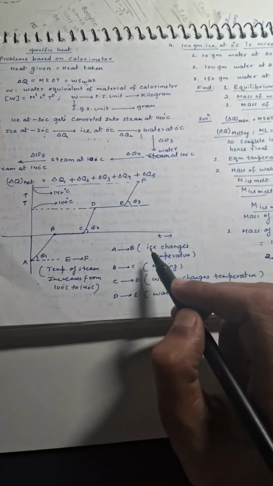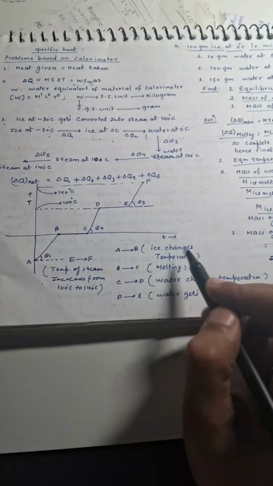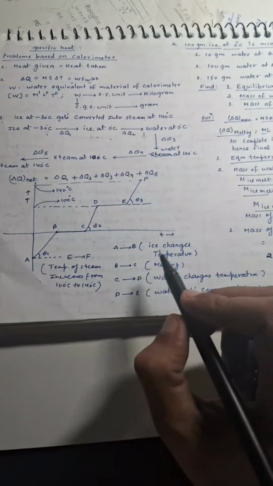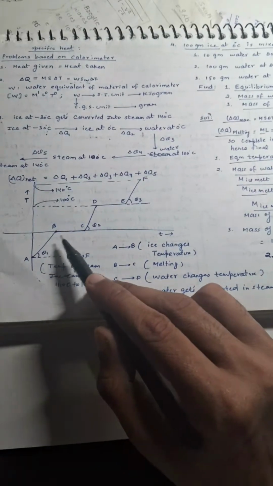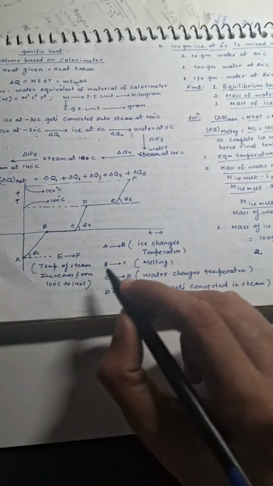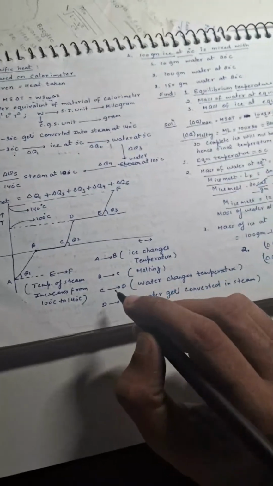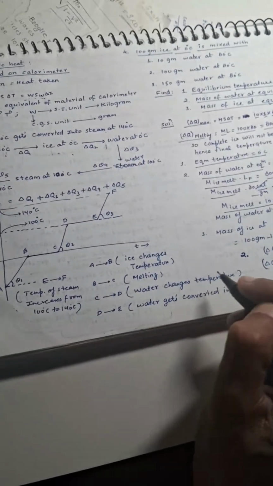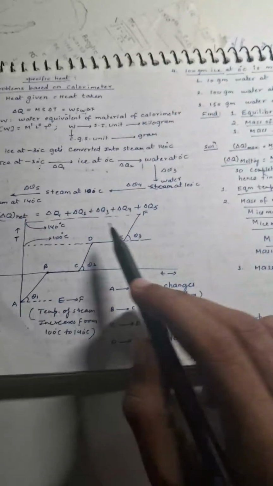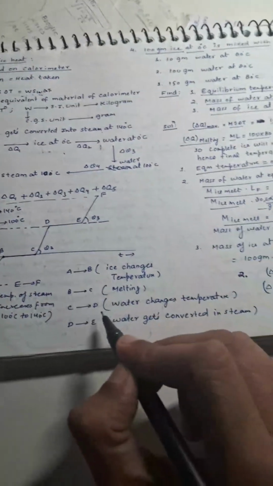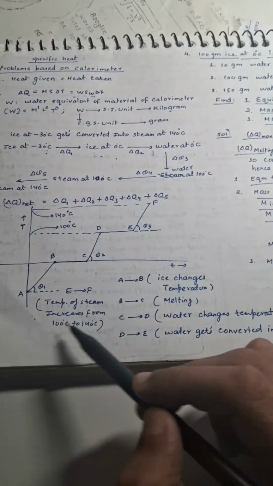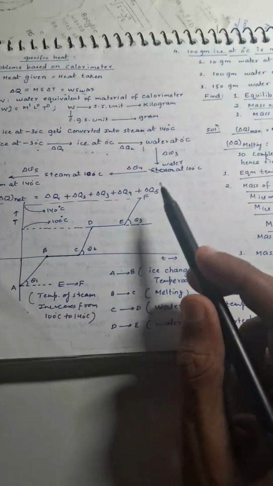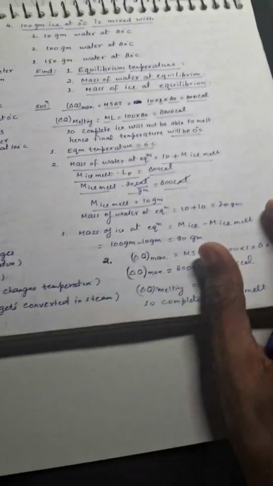So AB corresponds to the situation when ice changes temperature. Then BC corresponds to melting, and you can see here temperature does not change. Then CD corresponds to water changing temperature. Then the part DE corresponds to water getting converted into steam. And then part EF, when the temperature of steam increases from 100 to 140 degrees centigrade.